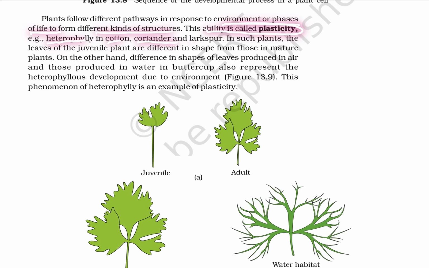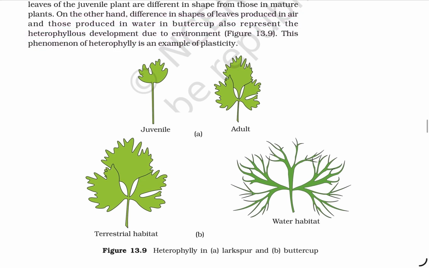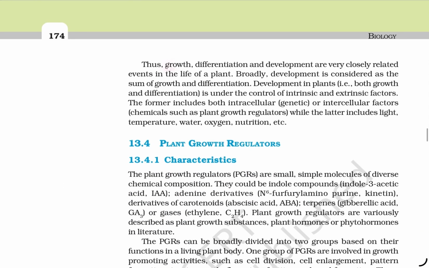Heterophylly is seen in cotton, coriander, and larkspur. In such plants, the leaves of the juvenile plant are different in shape from those in the mature plant. On the other hand, the difference in shapes of leaves produced in air and those produced in water in buttercup also represents heterophyllous development due to environment. This phenomenon of heterophylly is an example of plasticity.